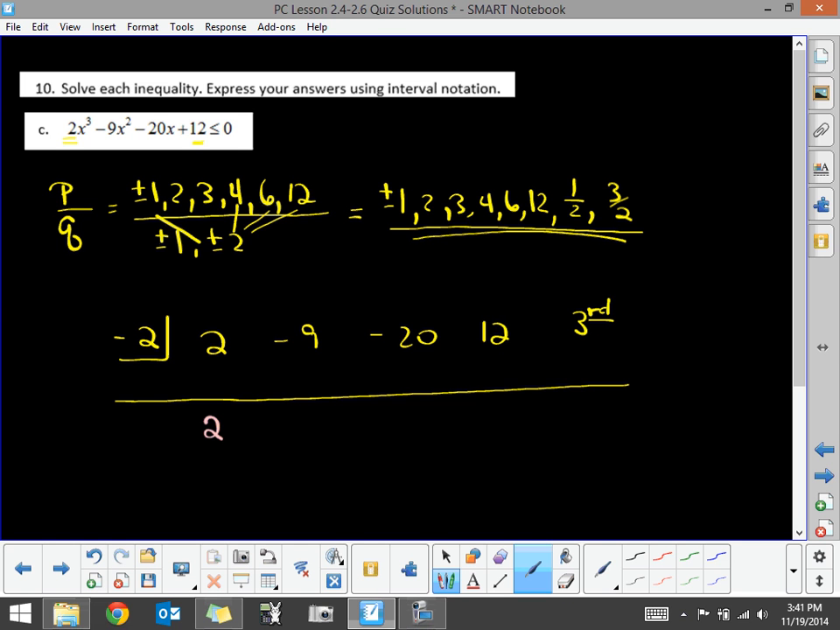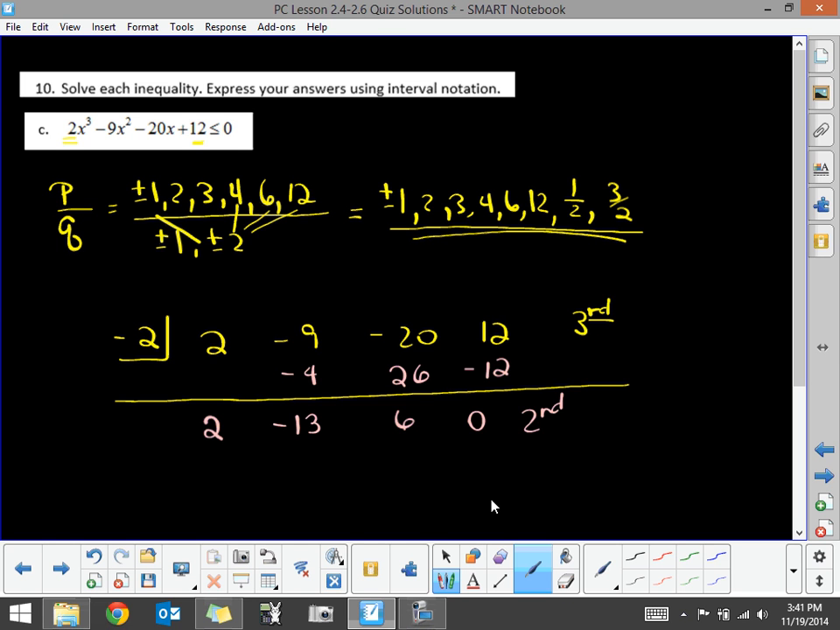Negative 2 times 2 is a negative 4. That gives us a negative 13. Negative 13 times a negative 2 is a positive 26, and that gives us a 6. And negative 2 times 6 is a negative 12. And negative 12 plus 12 is 0. So now we're down to a second degree polynomial.